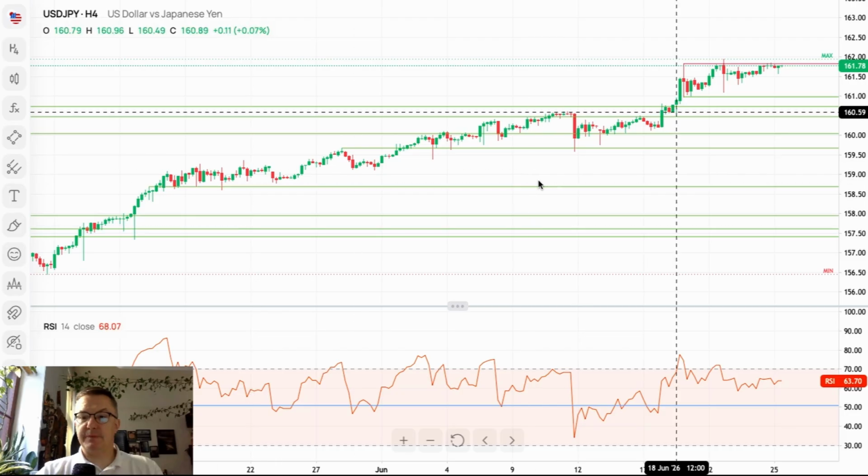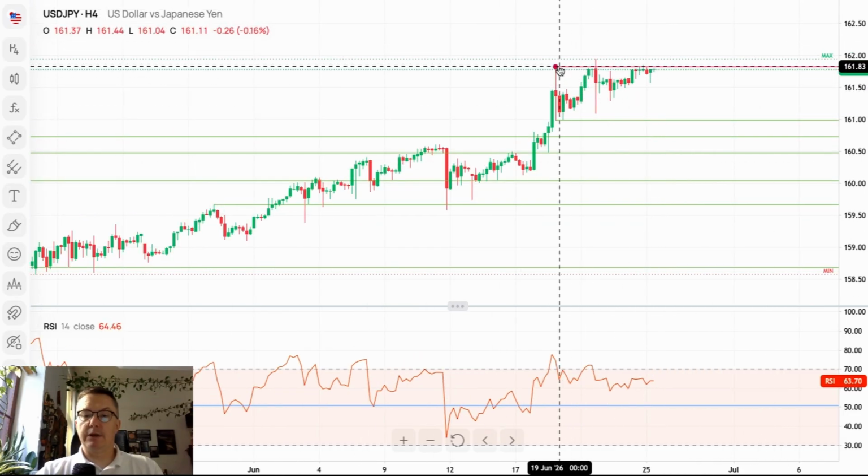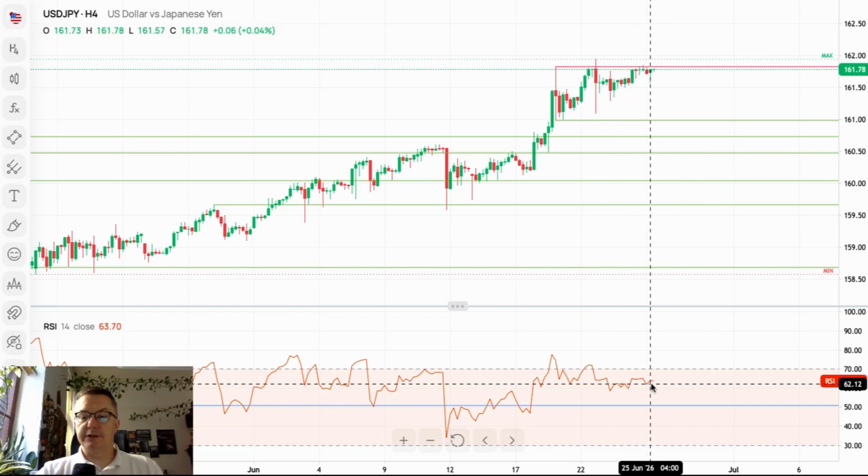US dollar versus the Japanese yen is basically trading very close to the weekly highs, and the dips are being bought, as you can see here, with this kind of momentum.